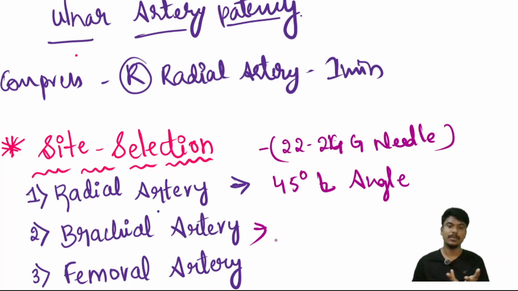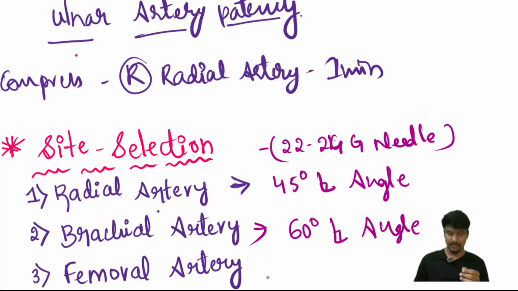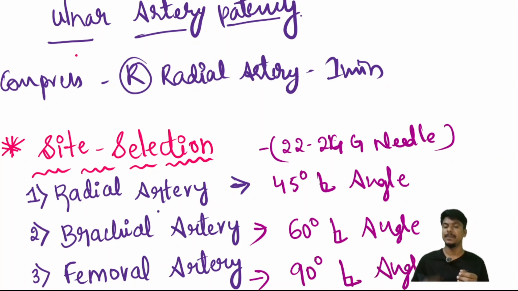If there is vascular compromise or a negative Allen test, we'll go for the brachial artery. The brachial artery is usually larger in size, so we can insert the needle at a 60-degree angle. And if you are pricking the femoral artery, you should make a 90-degree, perpendicular angle. Then you can puncture the femoral artery and take the sample.